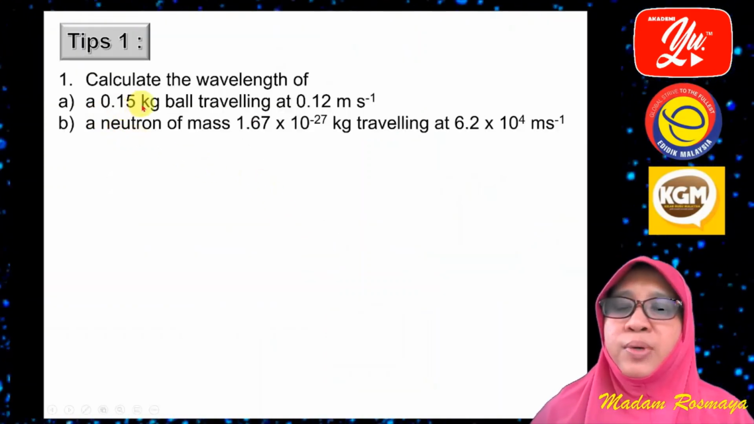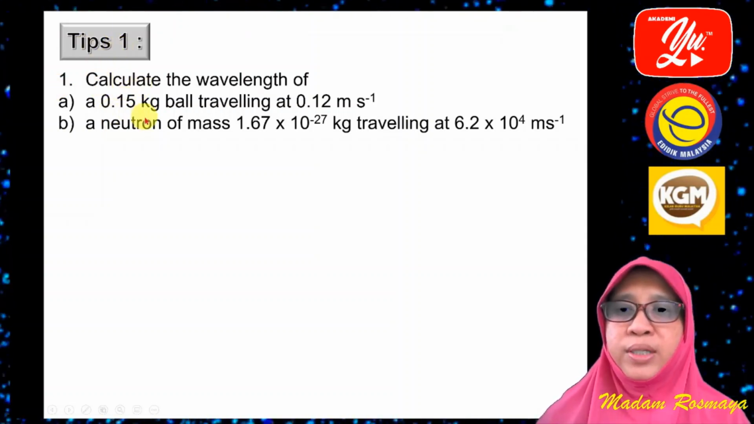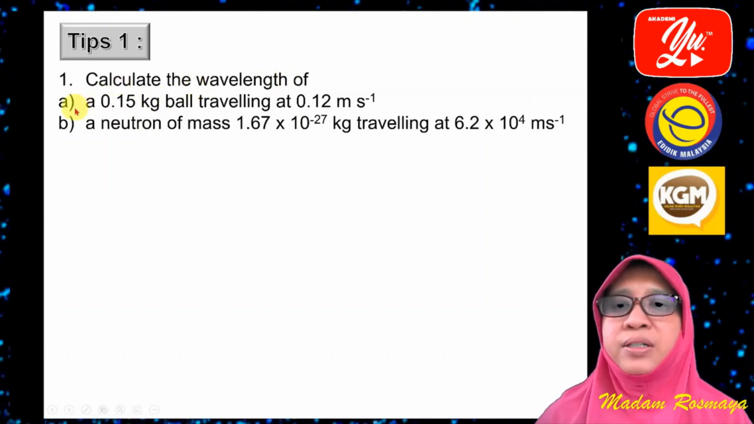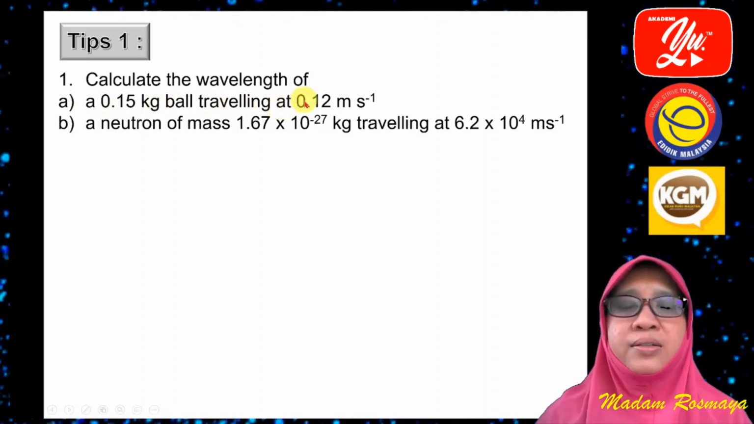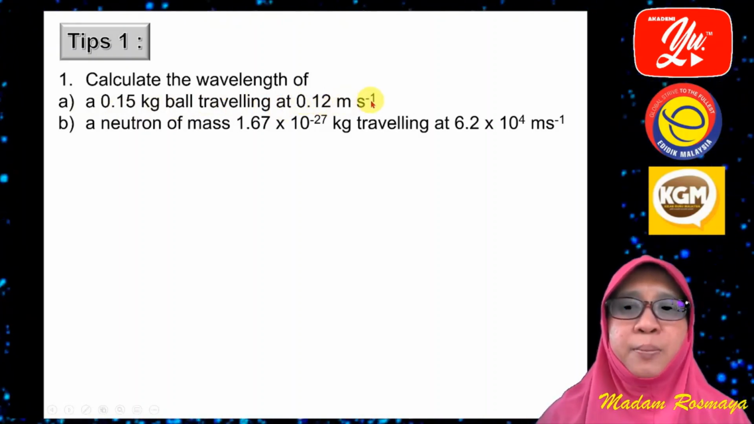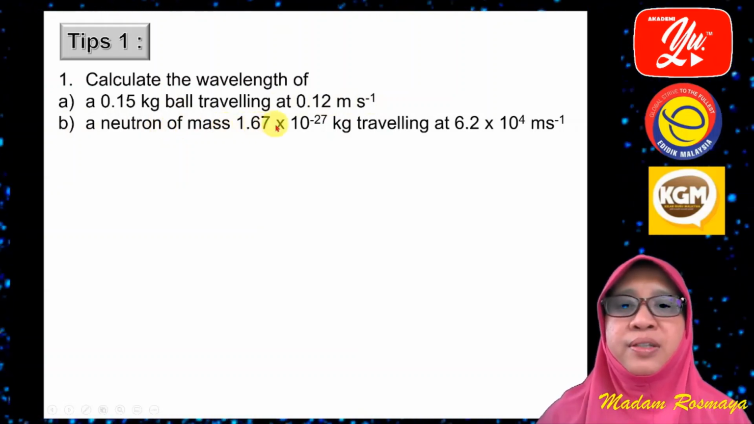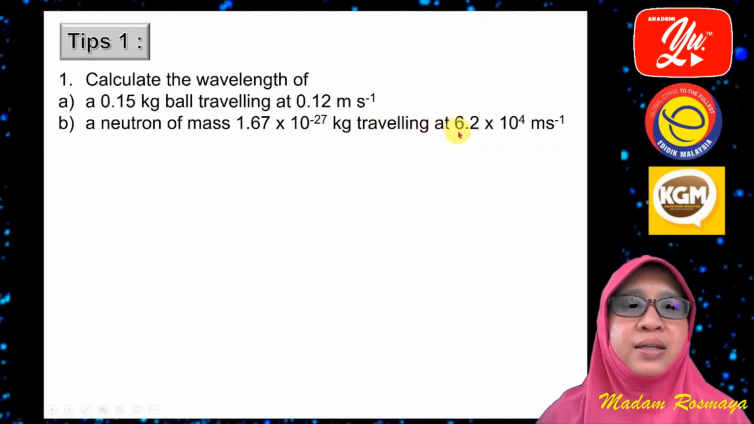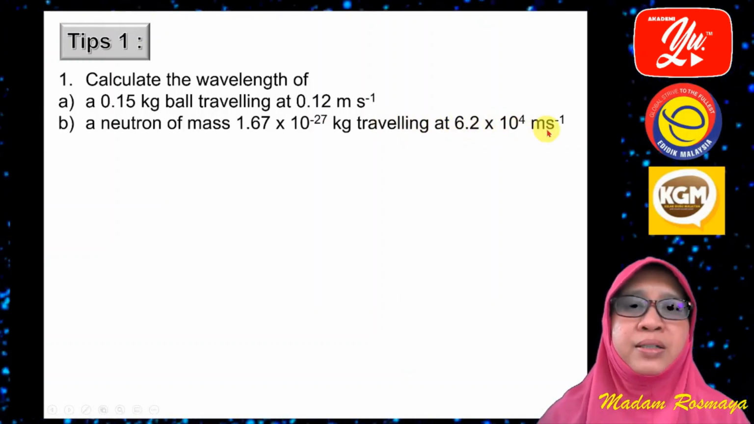So look at this question. The first tip we are going to discuss is on this question. The question is: (a) calculate the wavelength of a 0.15 kilogram ball traveling at 0.12 meter per second, and (b) a neutron of mass 1.67 times 10 to the power of negative 27 kilogram traveling at 6.2 times 10 to the power of 4 meter per second.